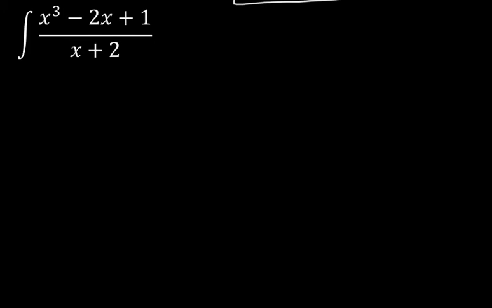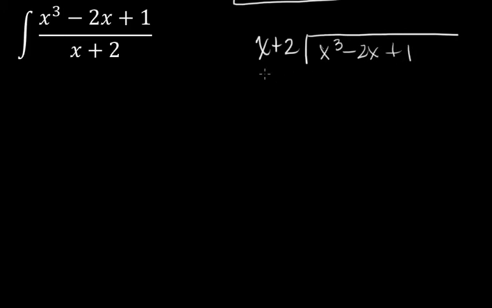Our next example is another one that is not proper. I'm doing 3 of these because I know that in the past students need practice in dividing these polynomials. It's not something you probably have done in a long time. So we have to divide. The degree of the denominator is 1. The degree of the numerator is 3. So we have to divide x cubed minus 2x plus 1 by x plus 2.